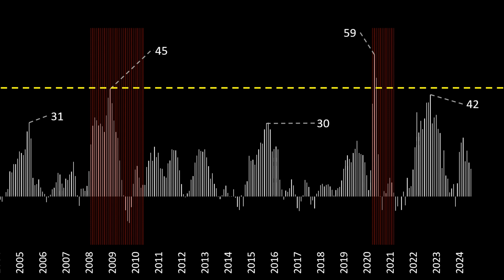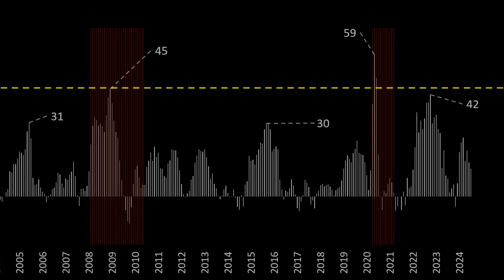So what can we learn from this? The yellow dotted line shows us the level of 45. And what this exercise has done is it's shown us that if the Empire State Manufacturing Index, using the SAHM rule math, the SAHM rule calculations, goes above 45, that shows us manufacturing is going down quickly and technically we're in a recessionary period.